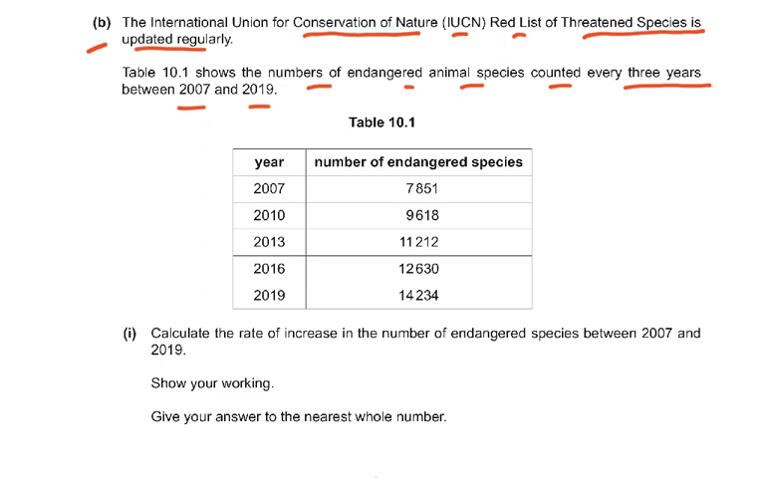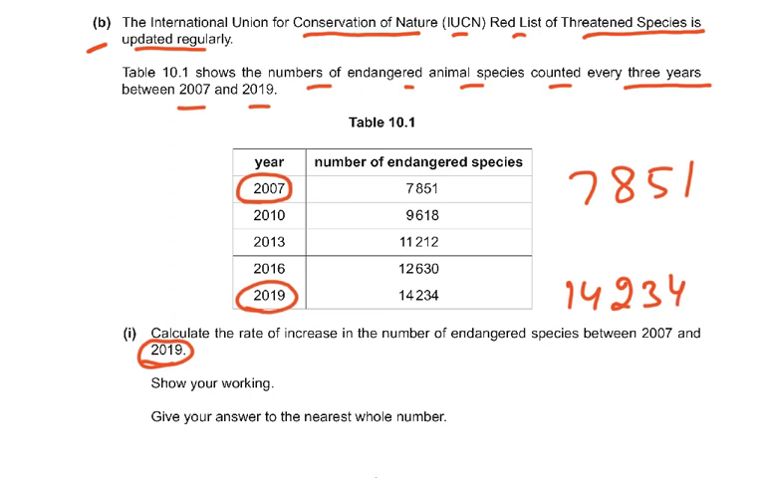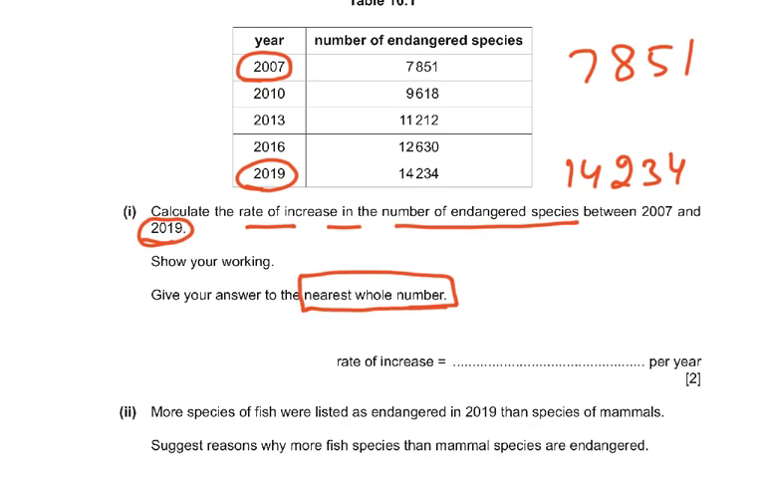Calculate the rate of increase in the number of endangered species between 2007 and 2019. So show your working. So this was 7851 and this is 14234. So we want to know the rate of increase in the number of endangered species. Show your working, give your answer to the nearest whole number. Many students do not read and give me the wrong answer. So rate of increase per year is going to be 2 marks.